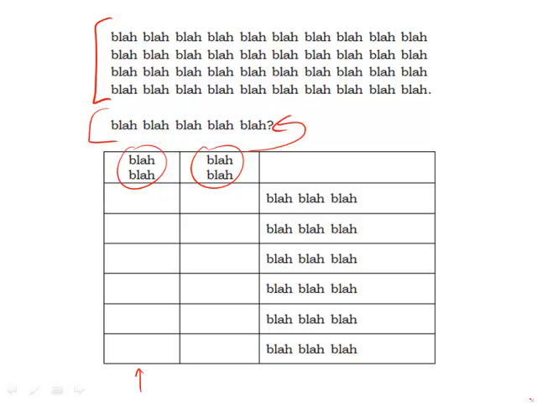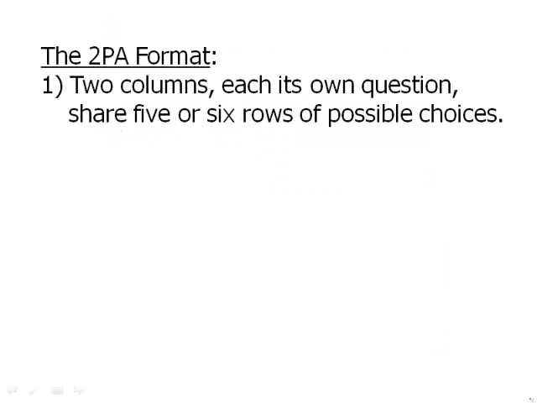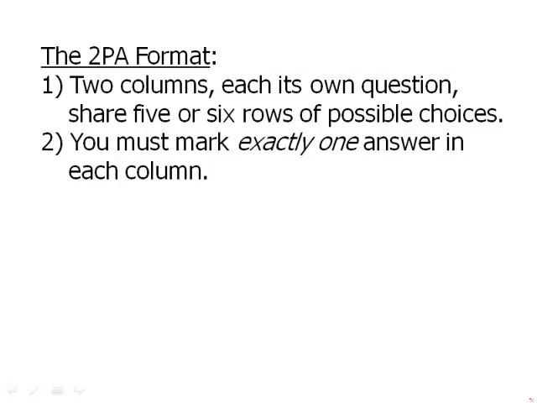Each one of these columns is a question, so we have to answer each one of them by putting one X in a column. And these are the answer choices that apply equally well to both columns. So overall, there are two columns. Each one is its own question, and they share 5 or 6 rows of possible choices. You must mark exactly one answer in each column. You cannot select more than one thing in either column.